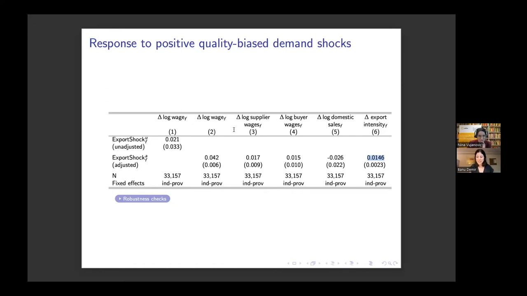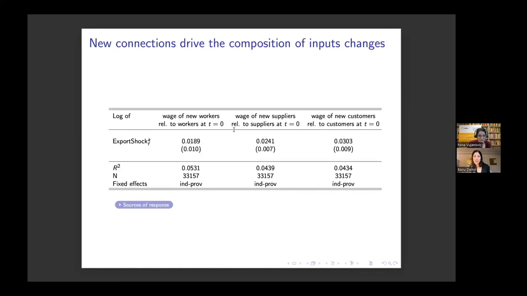So since the question was about that, okay. First, let me start with new connections, right? How much of the effect is coming from new connections? First, let's start with connections in the labor market. What can happen at the firm level? The firm is now selling higher quality products, maybe to rich countries, so it has to upgrade quality.